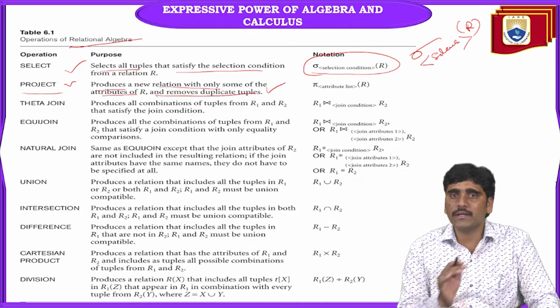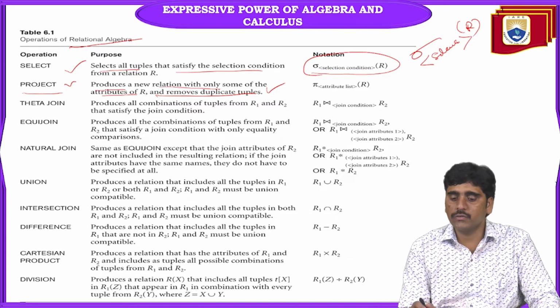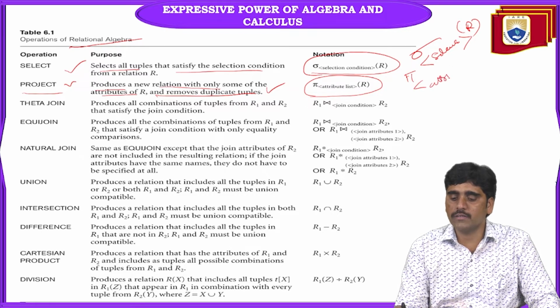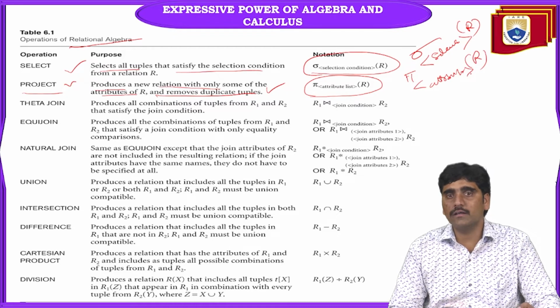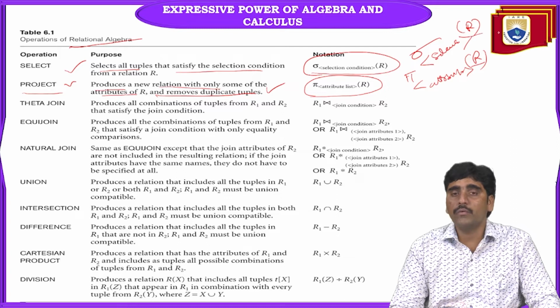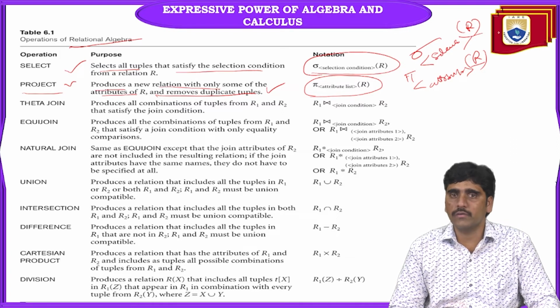It removes the duplicate tuples, and it displays some of the attributes. You can specify it with the help of the symbol pi along with the attribute list and the relation. Relation is nothing but a table.